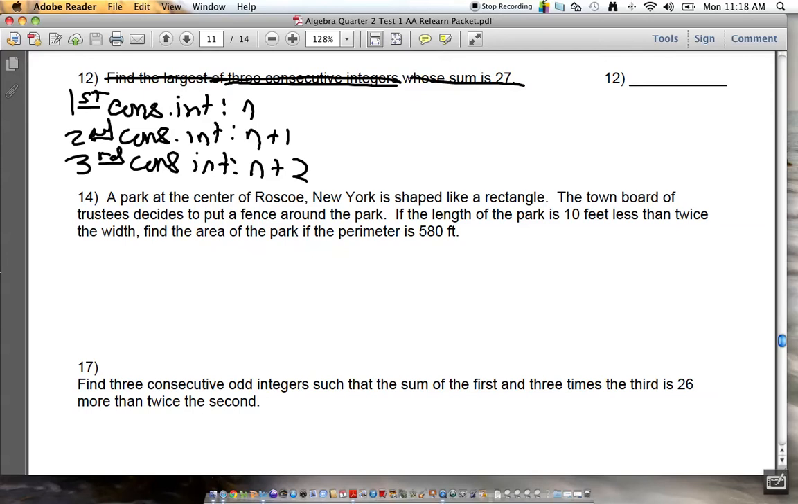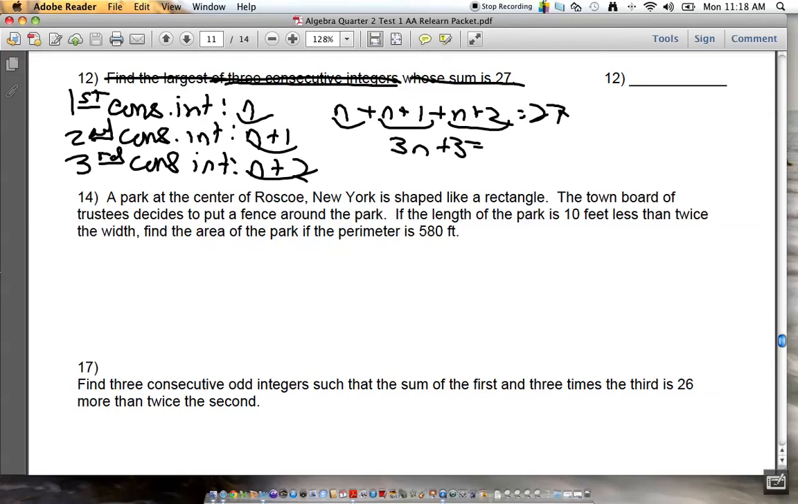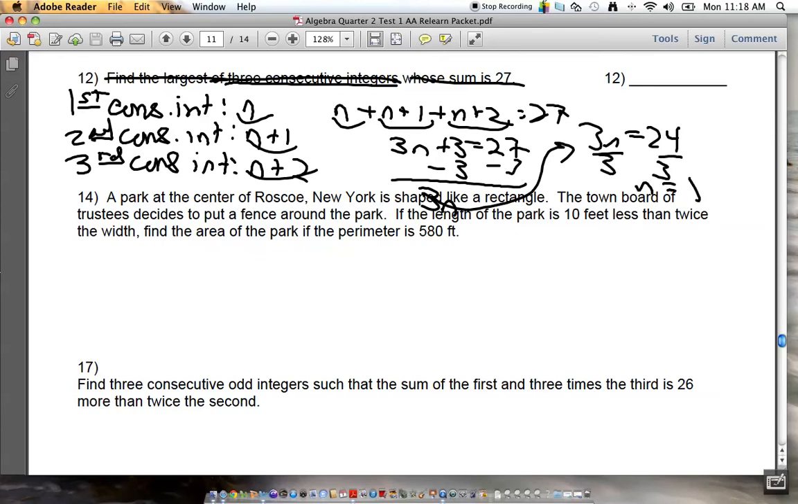So if I add them up, n plus 1 plus n plus 2. First one, second one, third one, there they are to match, is 27. Adding them all up, 1n, 2n, 3n, plus 3 is 27, minus the 3, and I get, I'm going to go up here, 3n is 24, divide by 3, n is 8. But it wants me to find the largest, so this is 8, this is 9, this is 10. 10 is the correct answer. Okay? All right.